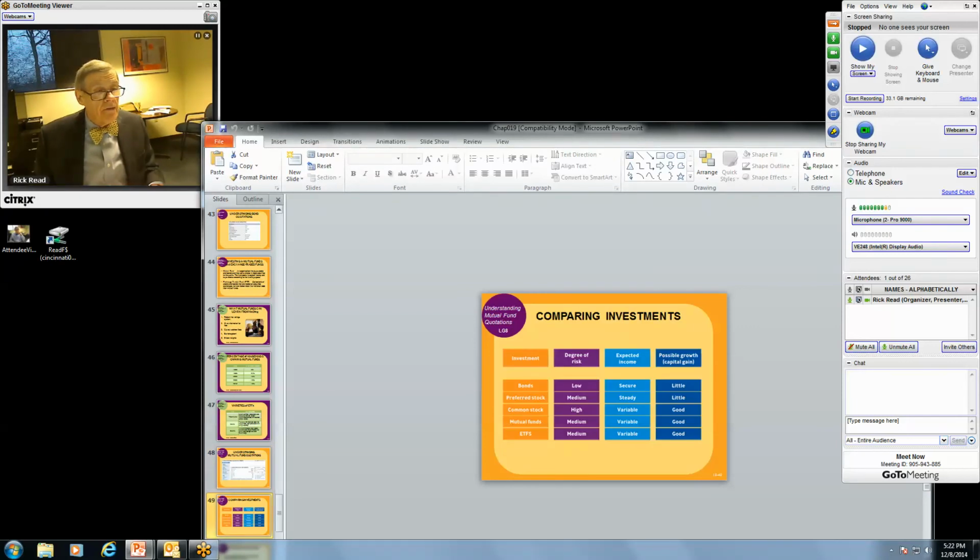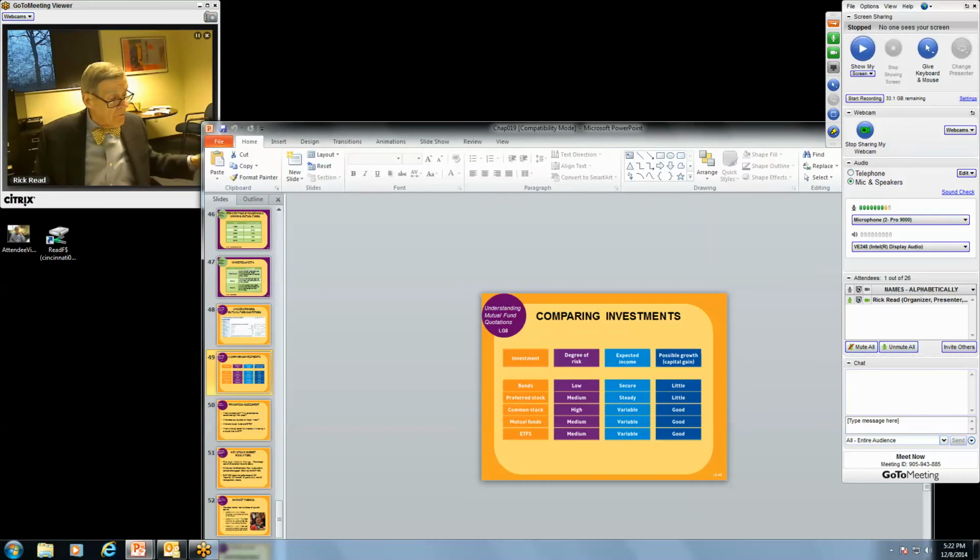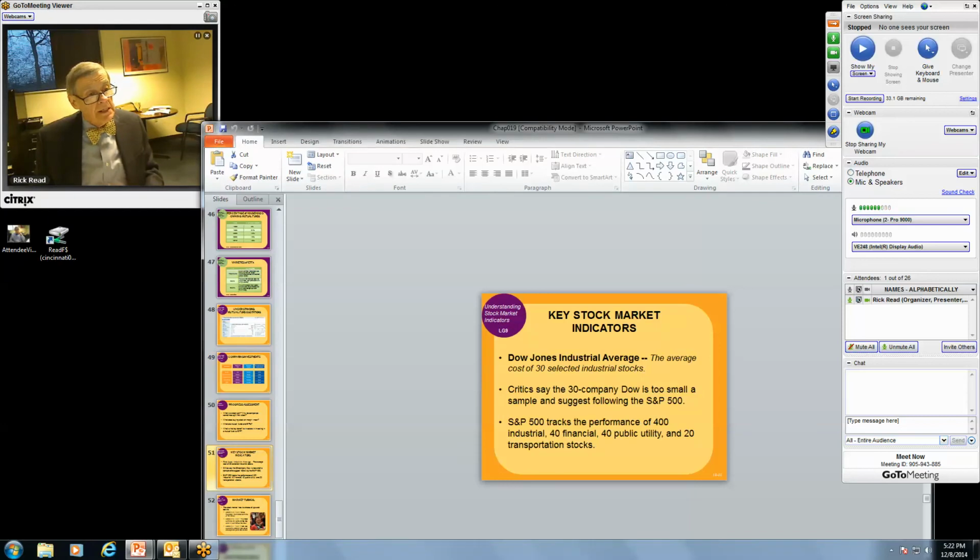This is how you compare investments. Gives you an idea of risk. You can see this, by the way, on page 541, figure 19.8. It talks about the type of investment, degree of risk, expected income, and then possible gross capital gain. Now, if you have a capital gain, you have to pay tax on that. And that's in a different tax bracket. So you have to find out what you want to do and how you want to do it. Get advice from somebody before you invest. And again, pay attention to the Morningstar video because it can direct you to places that you can find.